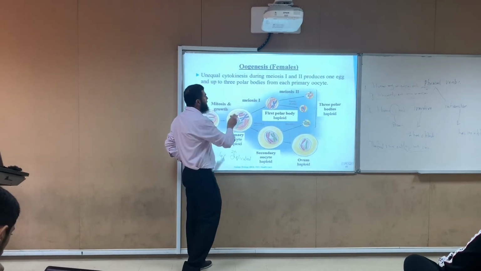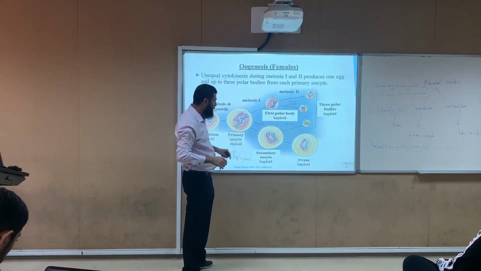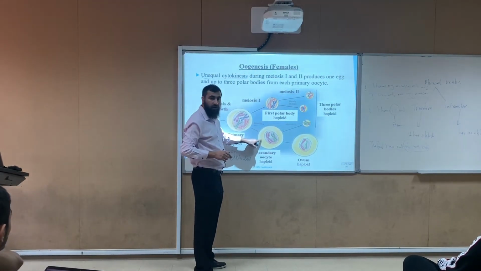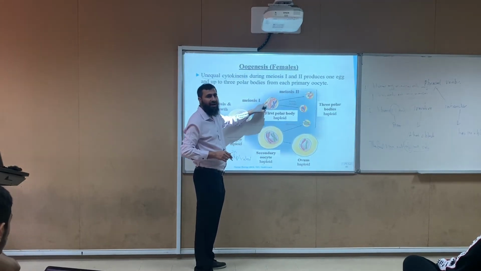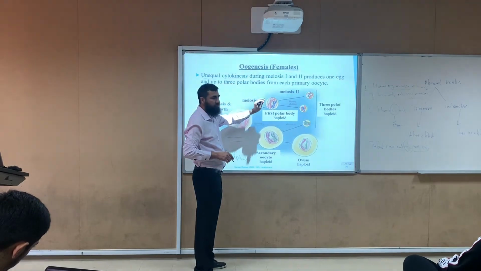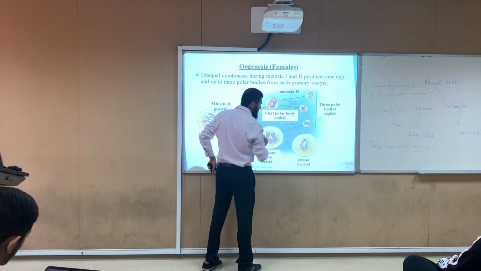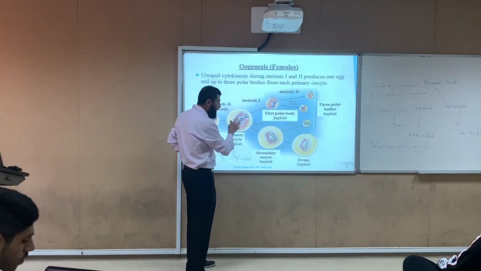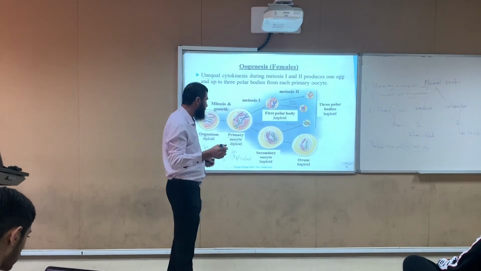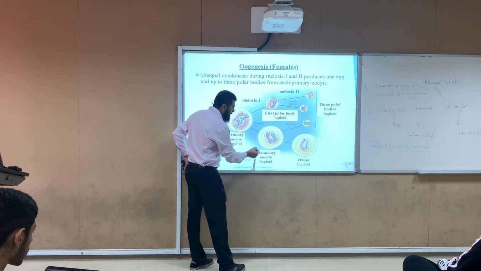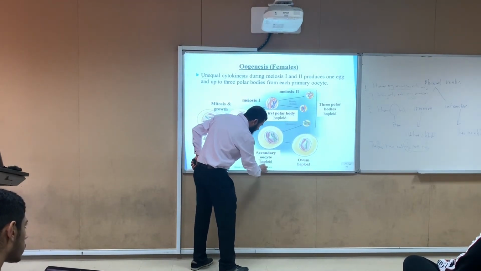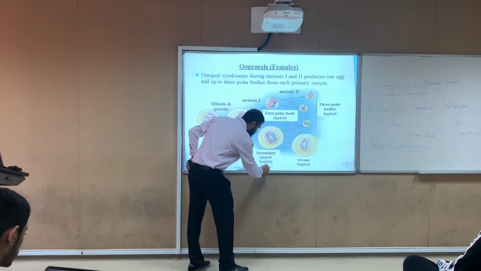And you get unequal cytokinesis. Unequal cytokinesis ensures that most of the cytoplasm ends up in the viable egg, while only 23 chromosomes are taken out by the first polar body. So this is haploid because it's taking half the chromosomes. Remember in meiosis one, we get separation of sister chromatids or homologs? Homologs separate. So we end up with a first polar body, and the viable egg, which we call the secondary oocyte. It's haploid, it's N, but the chromosomes are still duplicated.